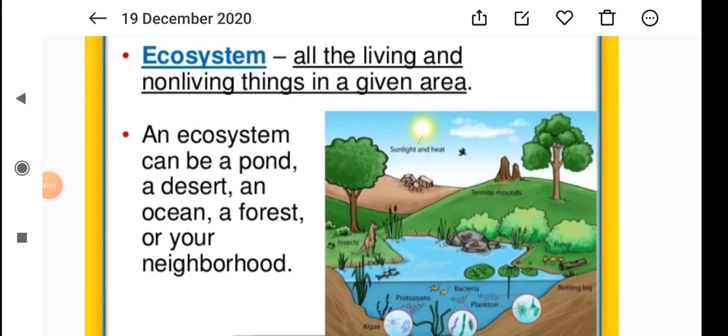Students, today we are going to deal with the abiotic factors of the ecosystem. First of all, we have to know what the ecosystem is. All the living and non-living things in a given area are included in the ecosystem. An ecosystem can be a pond, a desert, an ocean, a forest, or your neighborhood.